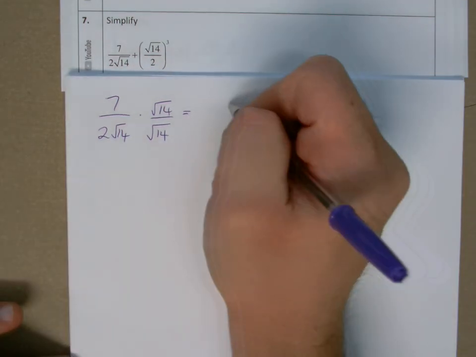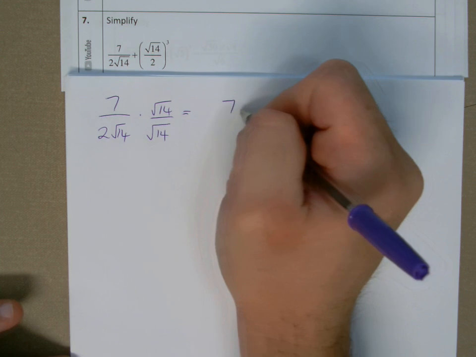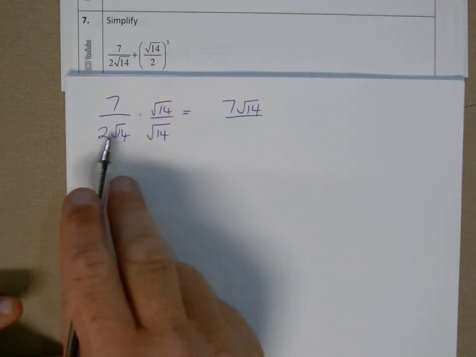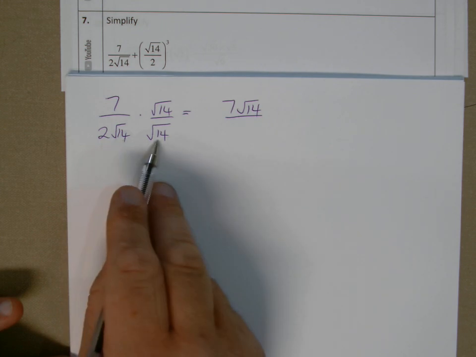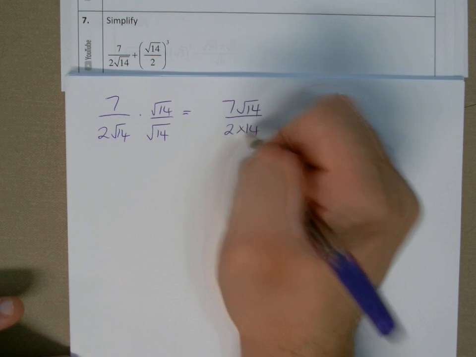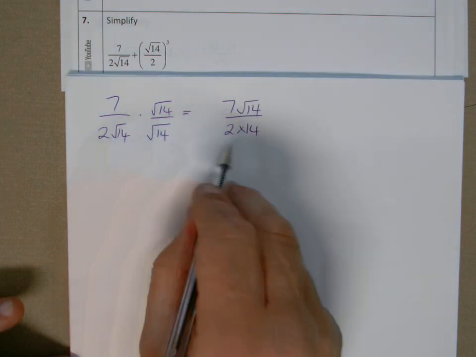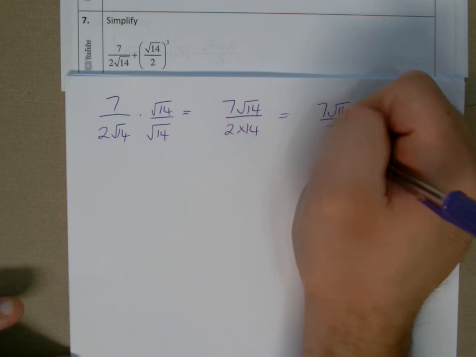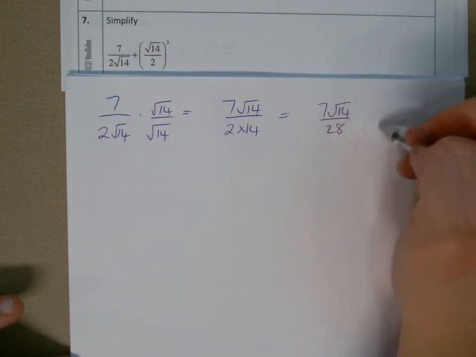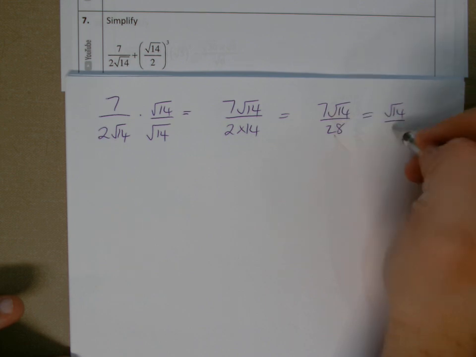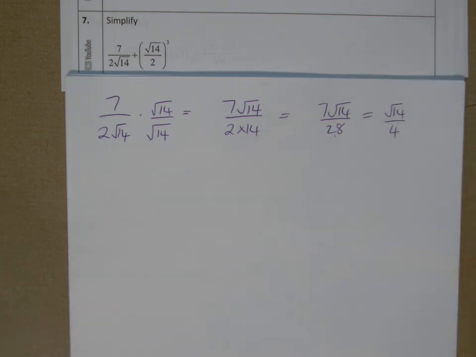It will rationalize it, because on the top then I get 7 times root 14 is 7 root 14. On the bottom then, of course, root 14 times root 14 is 14. And there's a 2 in front, isn't it? So I need to multiply that. So I get 7 root 14 over 28. And if we simplify that then, you'll appreciate 7 divided by 28 is a quarter. It simplifies to be a quarter.